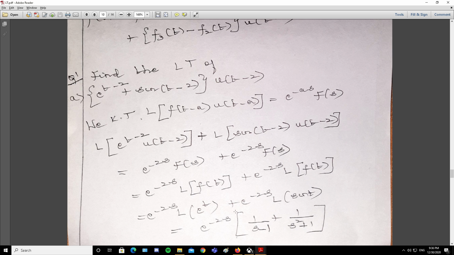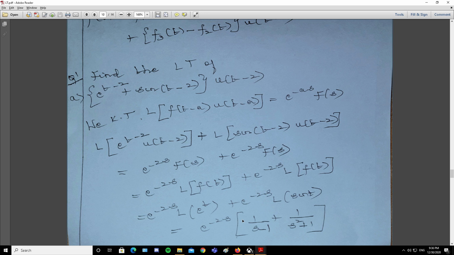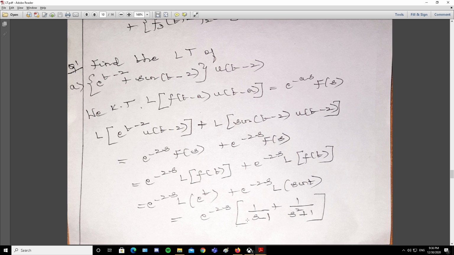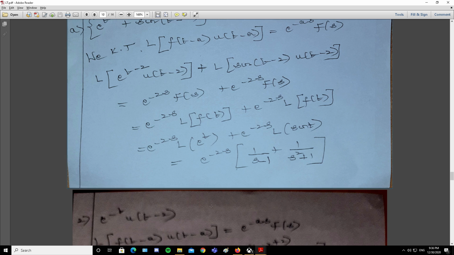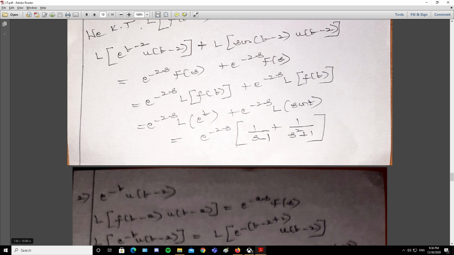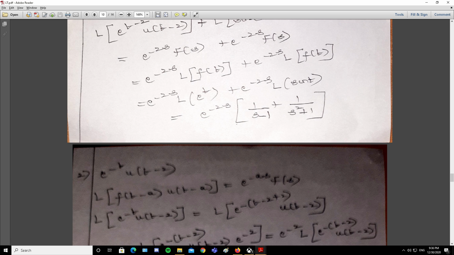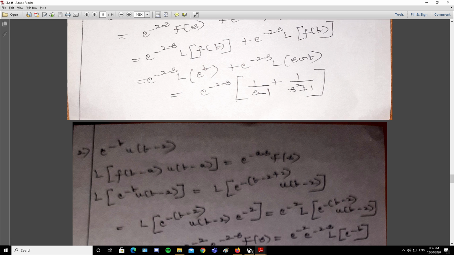1 by s minus 1. What is L of sin t? Standard function, 1 by s square plus 1. So this completes the solution for this problem. Now next one, find the Laplace of e power minus t u of t minus 2. So here also you have the product. So first write the Heaviside shift theorem.